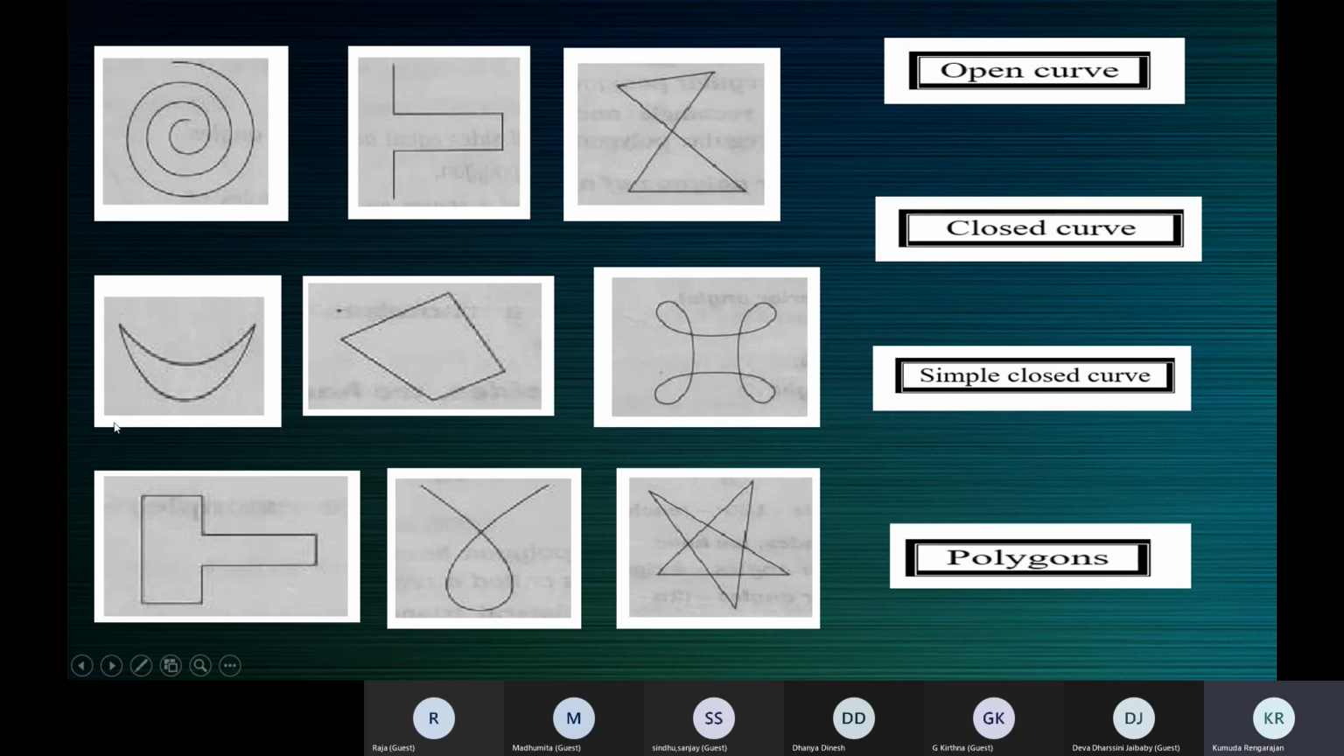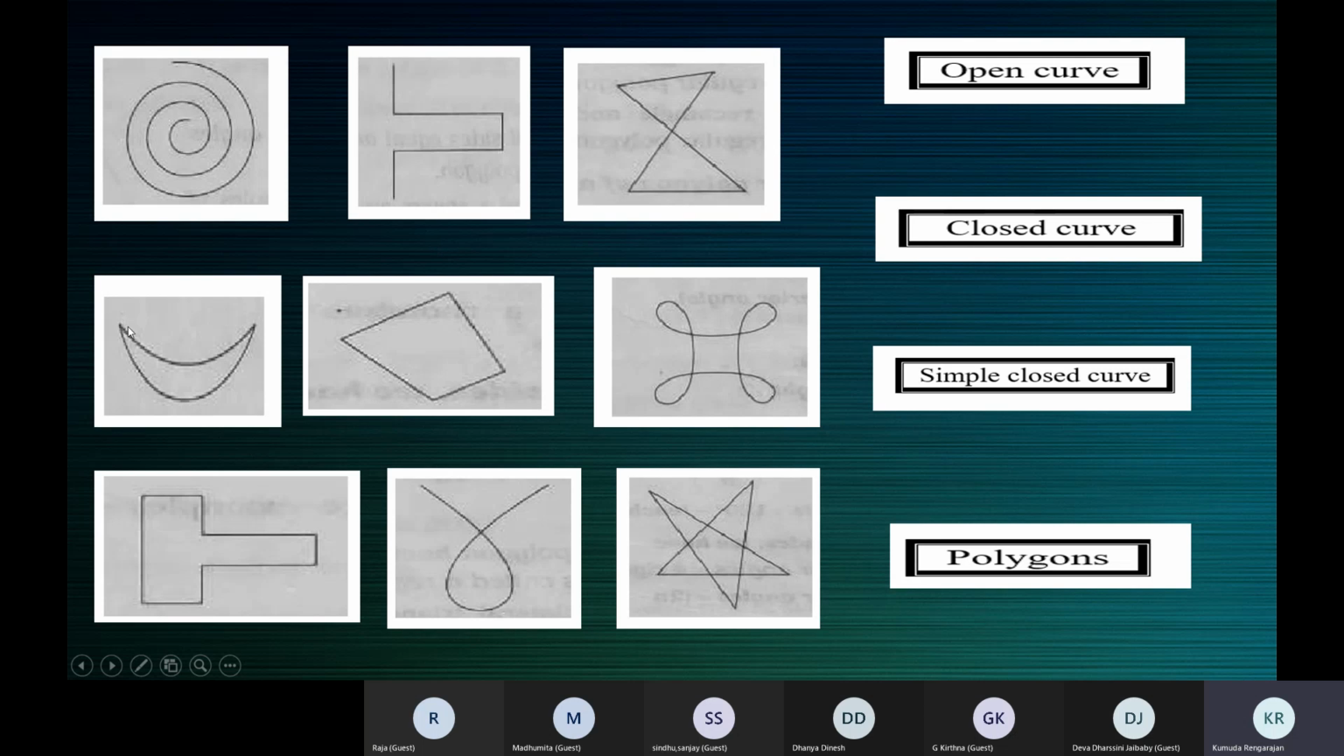Is the start point equal to the end point? Yes, ma'am. So it is a closed curve because the start point is equal to the end point. Is it a simple closed curve? Yes, ma'am. It is a simple closed curve because the figure does not intersect itself anywhere. The figure doesn't cross over itself like this.